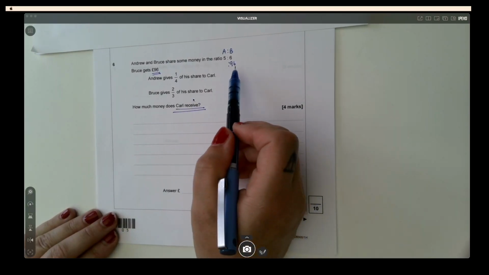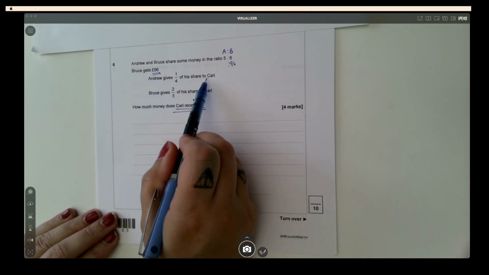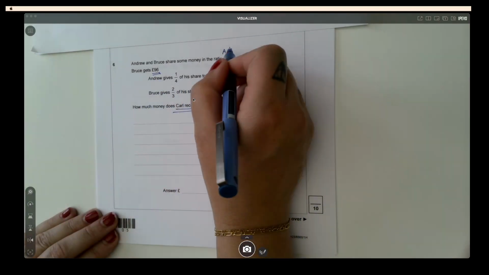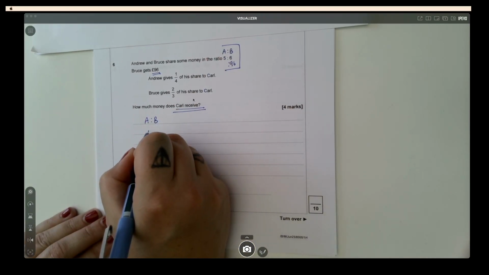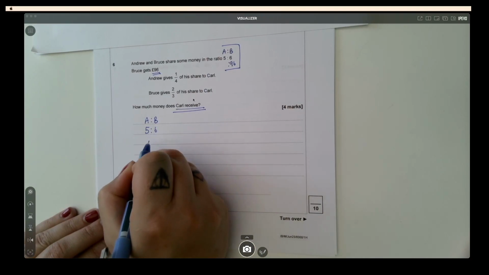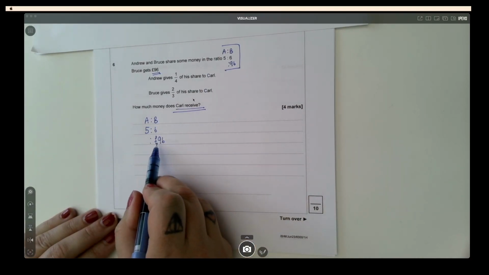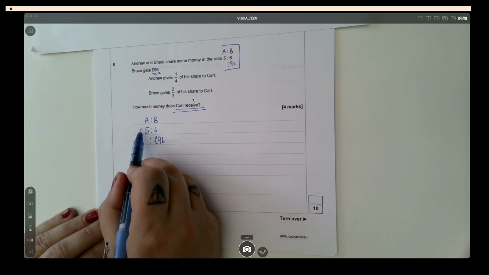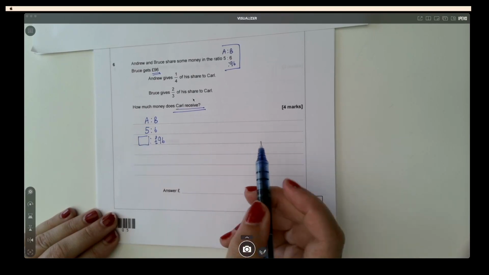Okay, so we know Bruce gets £96. To be able to give some of Andrew's money to Carl, we need to find out how much Andrew's got. So I'm just going to bring this down. So we've got Andrew to Bruce in a ratio of 5 to 6. We know that Bruce is worth £96. So this piece of information is going to help us figure out what we need to multiply this ratio by to figure out Andrew's share of the money.